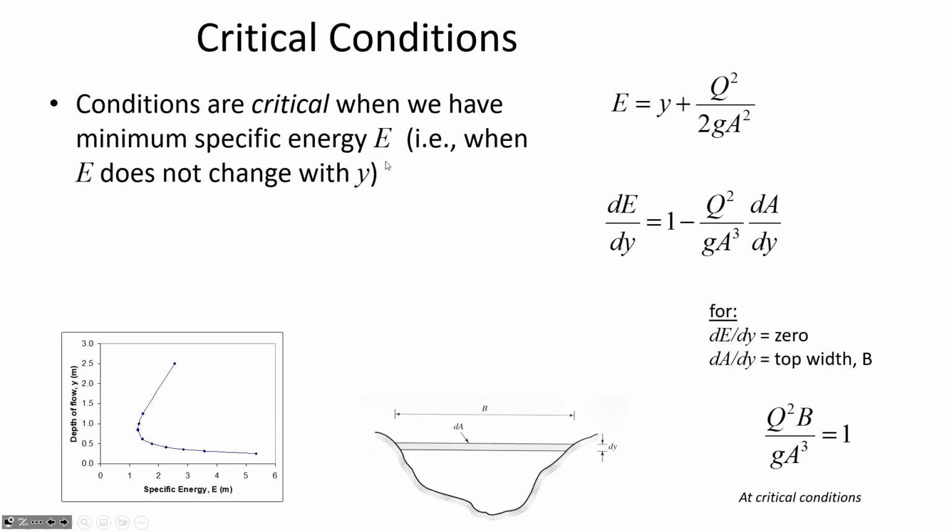Okay. All right, so back to open channel flow. Critical conditions are when the Froude number is equal to 1. Remember that supercritical flow is when the Froude number is greater than 1.